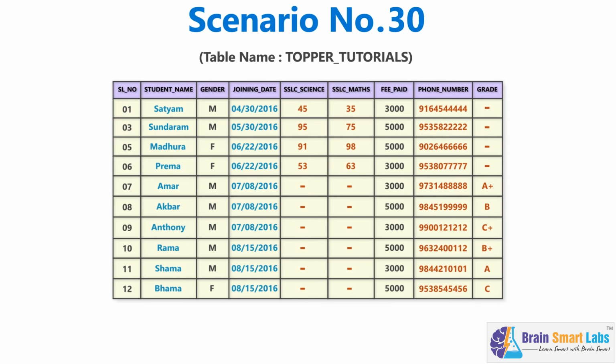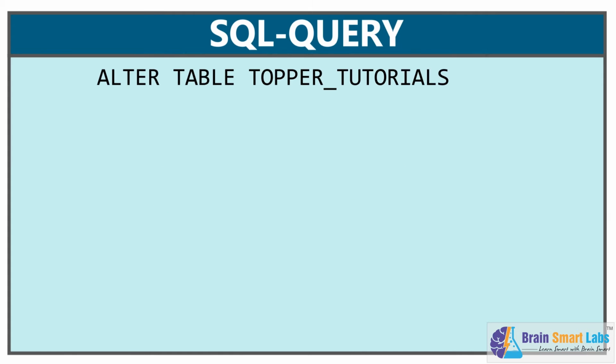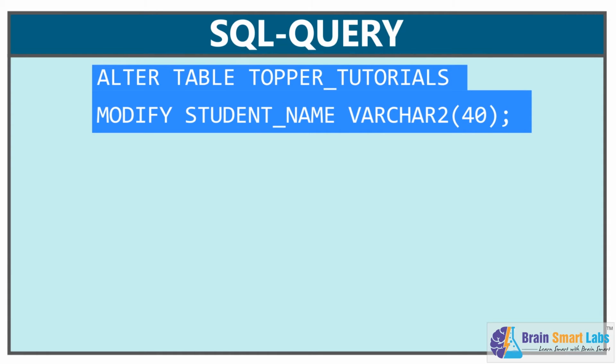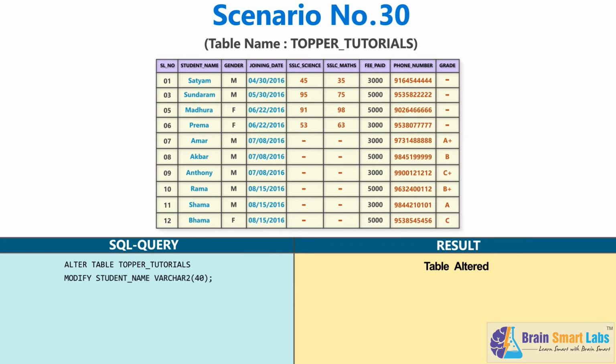To do this operation, we need to write the query as follows. Alter table topper tutorials in the first line. Modify student name varchar2 of size 40 in the second line, and end the statement with a semicolon. Highlight the command using your mouse and run the same by pressing the run button. Kaboom! You will be getting the message now as table altered. Congratulations!